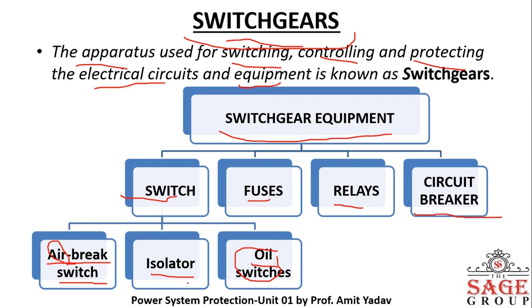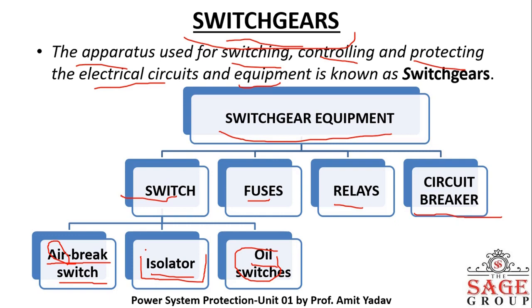And the third one is the isolator. What is an isolator? An isolator is a knife type switch and is designed to open a circuit under no load. So isolators basically work under no load condition. We can operate these switches only manually. We cannot operate them automatically.